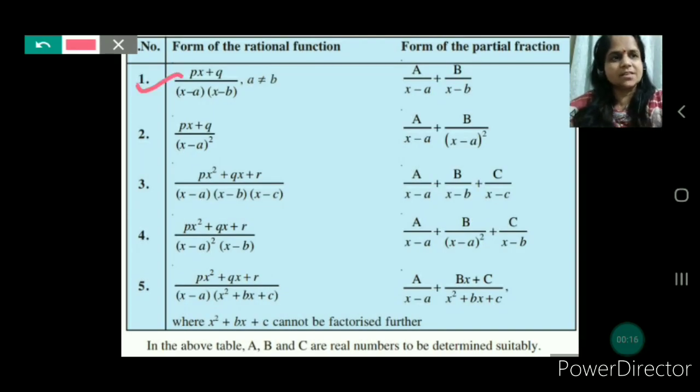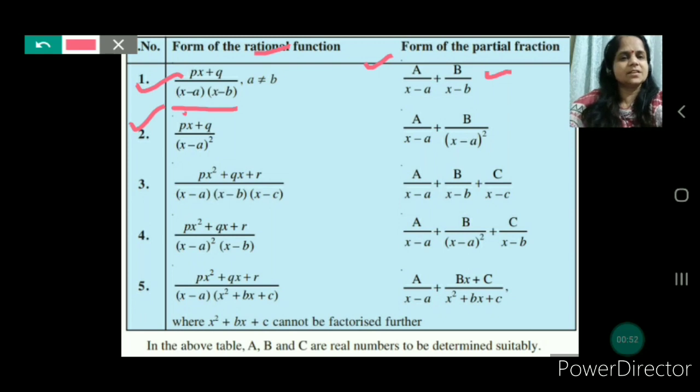First, if it is (px plus q) by (x minus a) into (x minus b), it is the form of a rational function, meaning it is the given quotient. Then the form of partial fraction is A by (x minus a) plus B by (x minus b). Take x minus a as one factor and x minus b as another factor. So there are two factors. Write these separately.